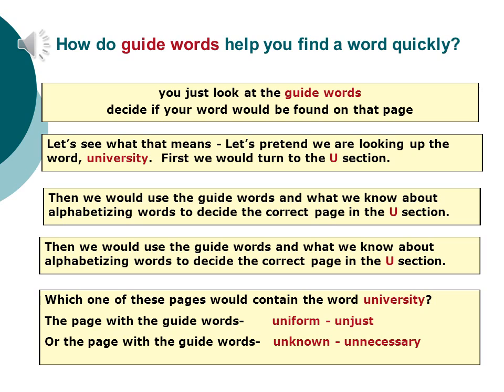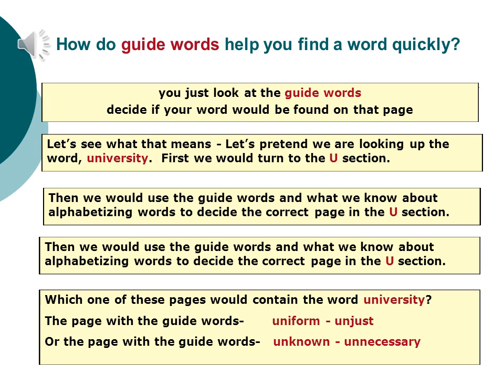Now, how do guide words help you find a word quickly? You just look at the guide words. Decide if your word would be found on that page of your dictionary. Now let's see what that means. Let's pretend we are looking up the word university.